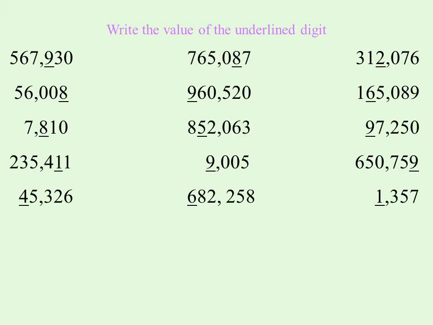Now we have more examples. Write the value of the underlined digit. 567,930. What is the value of 9? We have first to know the place of 9 to know the value of it. So 9 is in the hundreds place, so the value of 9 is 900. 56,008. 8 here is in the units, so the value of 8 is just 8.